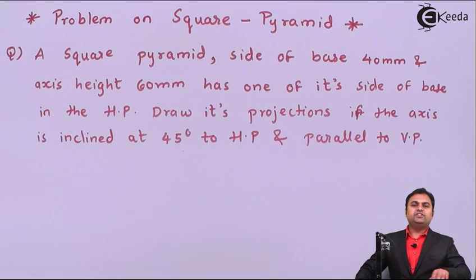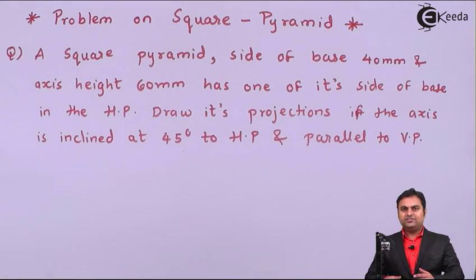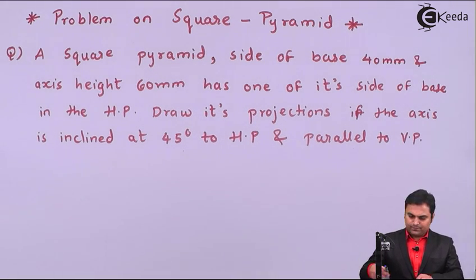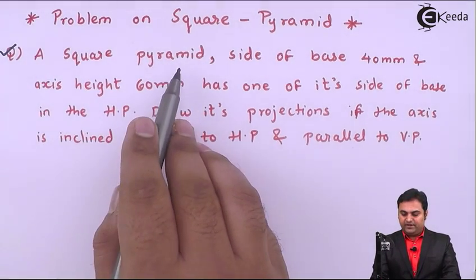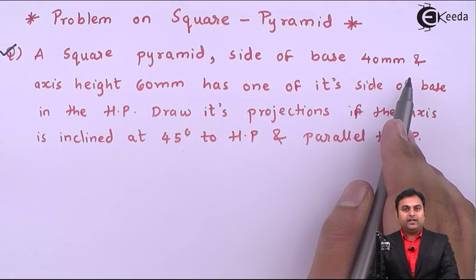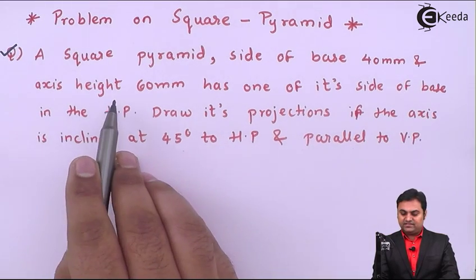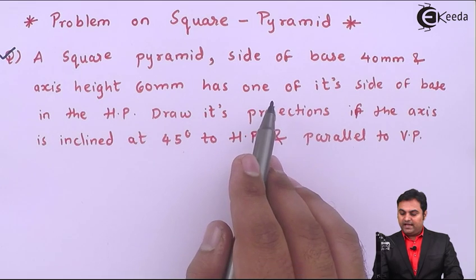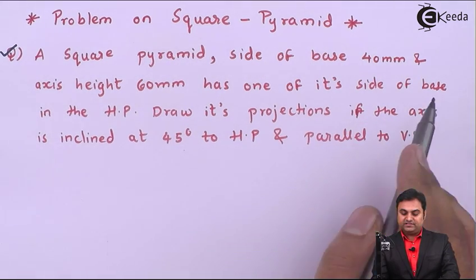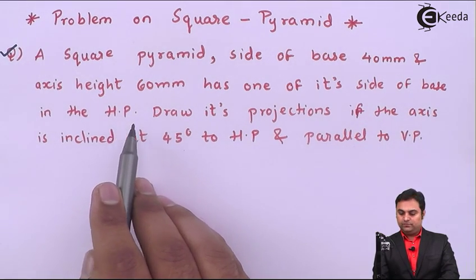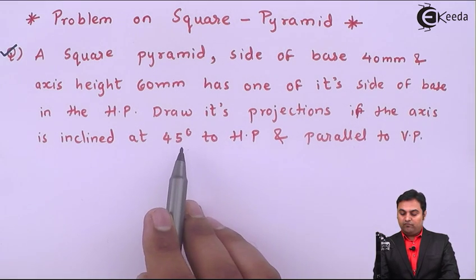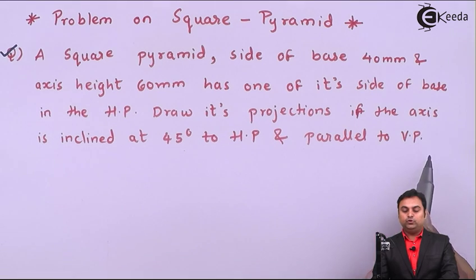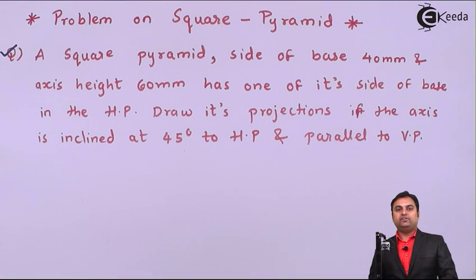Hello friends, here in this video we are going to see a problem on square pyramid. Here is a question. It is given that a square pyramid, side of base 40 mm and axis height 60 mm, has one of its side of base in the HP. Draw its projections if the axis is inclined at 45 degree to HP and parallel to VP. So this is the question in front of us.